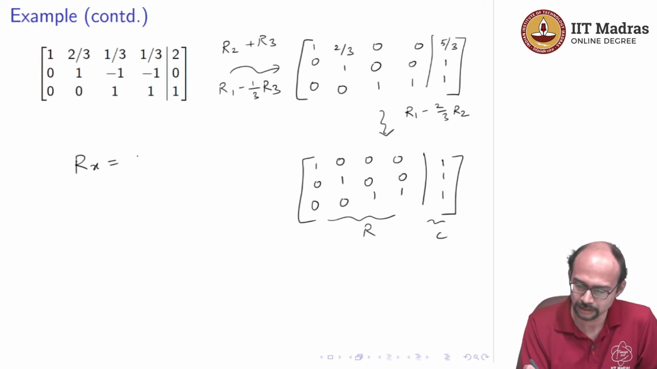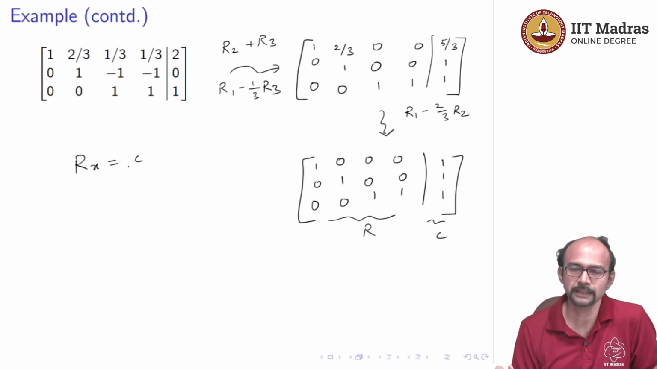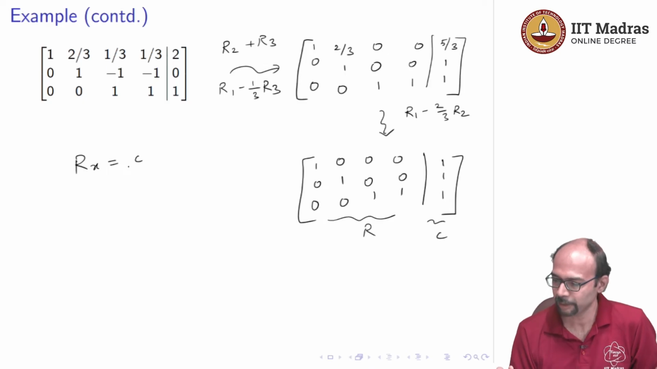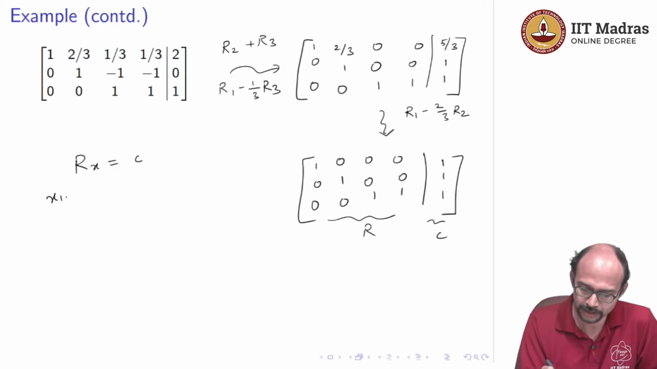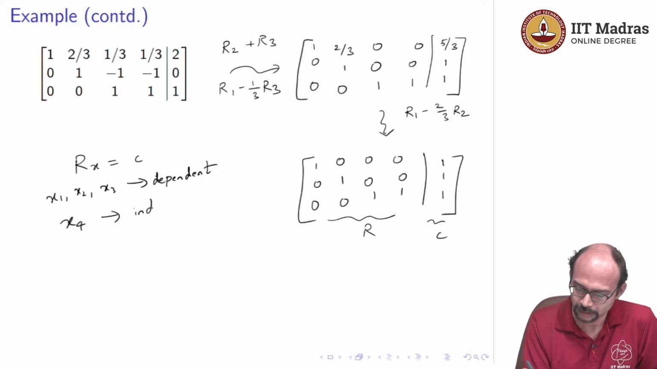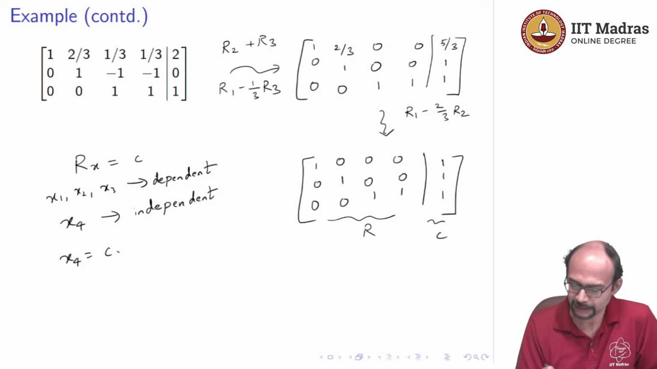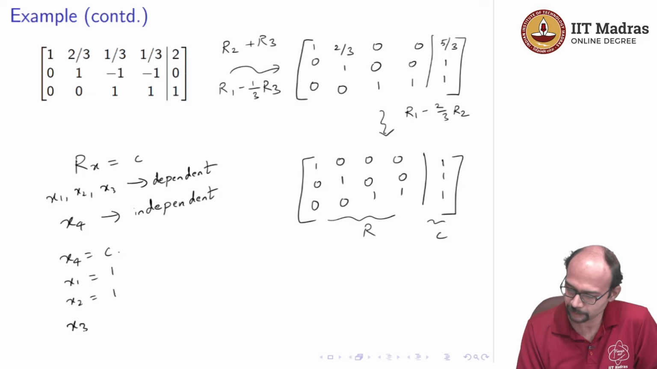Now let's write down this corresponding equation. So we have Rx equals C, and now how do I find the solutions for this? So we look at the independent and the dependent variables. So here there are 3 leading ones, namely column 1, column 2 and column 3. So x1, x2, x3 are dependent variables, and x4 is independent. So let us put an arbitrary value for x4. Okay, so substitute x4 equals c, and now let us see what happens to the others. So x1, actually there is no choice, x1 is 1, x2 again there is no choice, x2 is 1 if you write down the equation, and in the third equation we have x3 plus x4 equals 1, but we have put x4 equals c. So that means x3 equals 1 minus c.